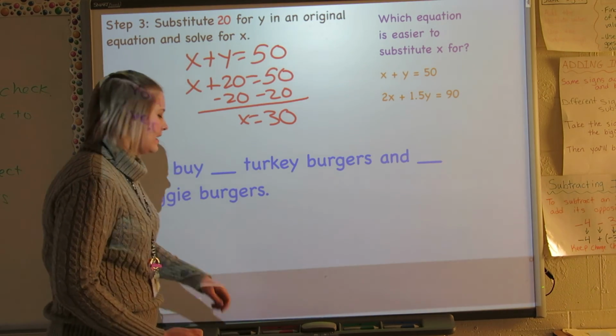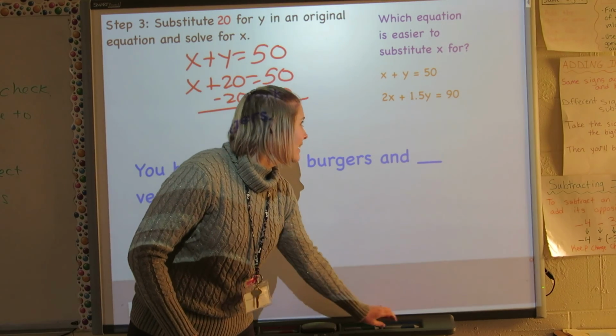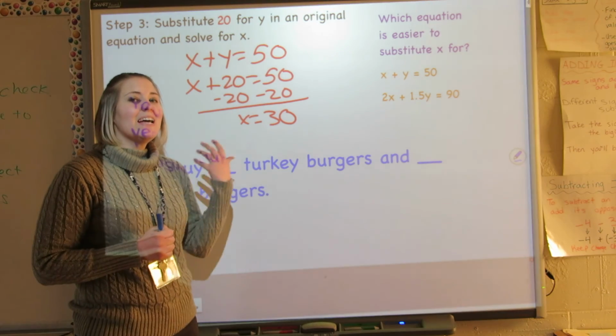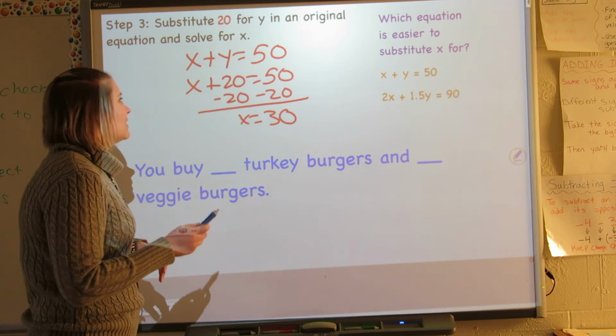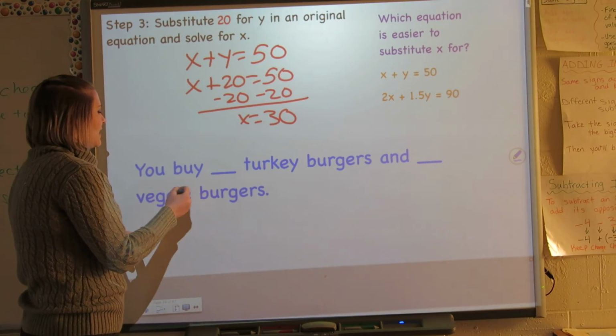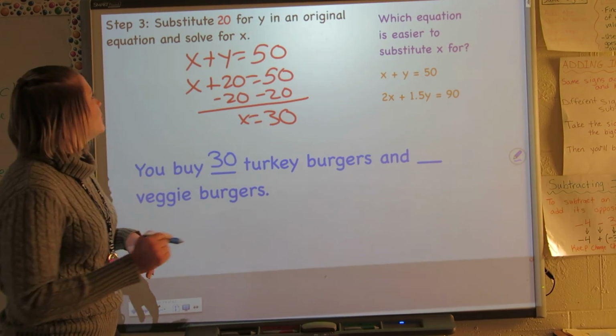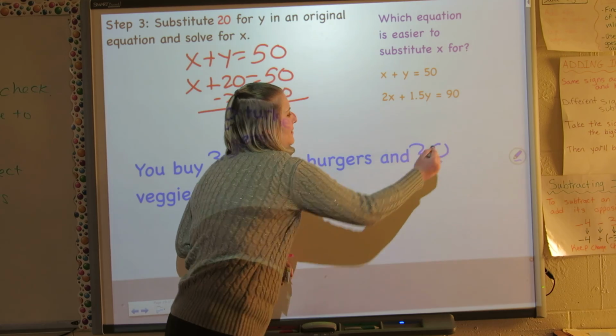So what does that mean? Well, we know that x represented the number of turkey burgers you bought, y represented the number of veggie burgers. So if x is 30, that means that you buy 30 turkey burgers and you buy 20 veggie burgers.